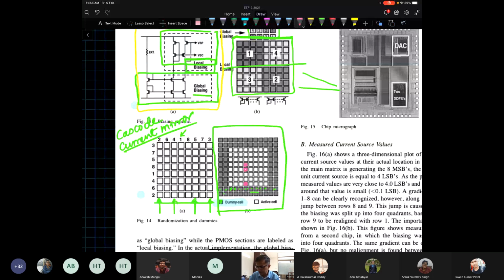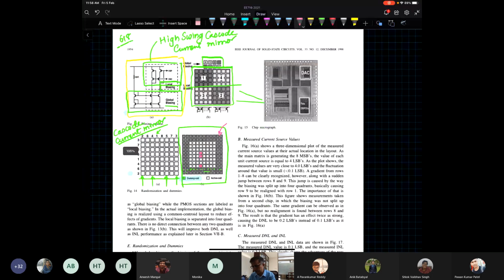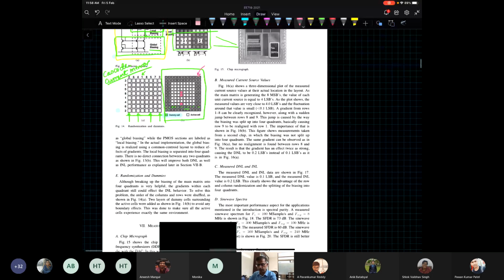So you're kind of bumping up the area by putting these cells because they are not useful, but you are improving the performance because you're going to make matching better. You may think that this is being superstitious, but actually you do see improvement in performance because the edge effects can kill you as you go to 28 nanometer or lower, those kind of technologies. All right, so that's pretty much it about this particular paper.